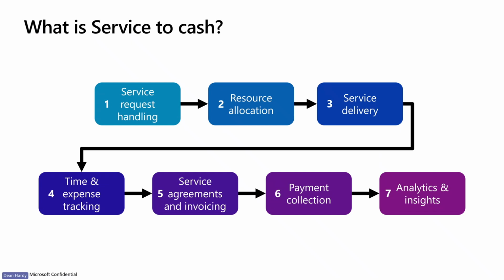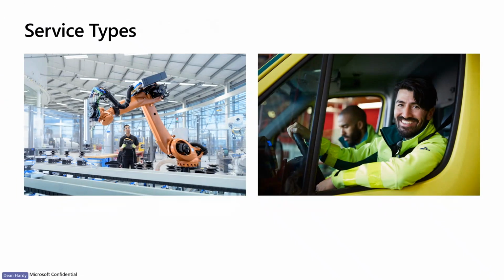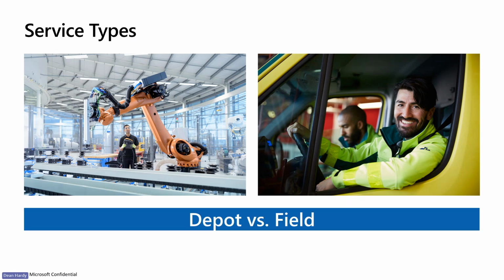Now let's spend a moment discussing different types of service and how they affect the Service to Cash implementation priorities. There are two important dimensions to types of service, which in combination have a big impact on the individual process flows and scenarios relevant to the organization providing the service. The first dimension is depot versus field. That's whether the service is being performed at a fixed location and the frontline workers also work at that location, and we call that depot service.